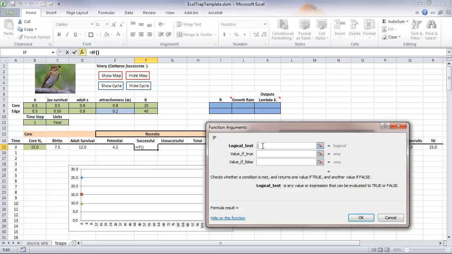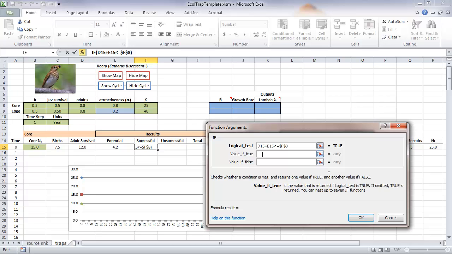So our logical test is going to be something like this. If the number of adults that survived and returned to the core, plus all these potential recruits that want a place in the core habitat for breeding, we want to know, is that less than or equal to the carrying capacity of the core? And you'll see that Excel is returning the word TRUE. So the spreadsheet will return whatever we put into this next box.